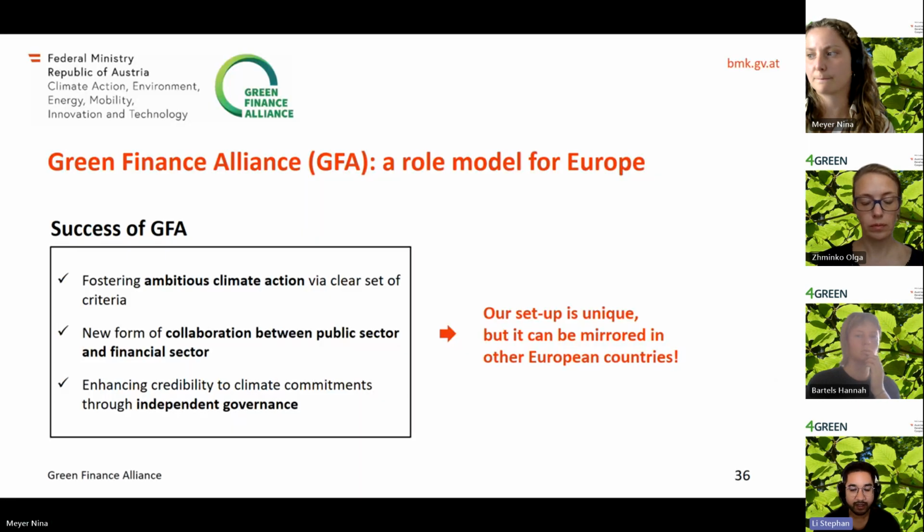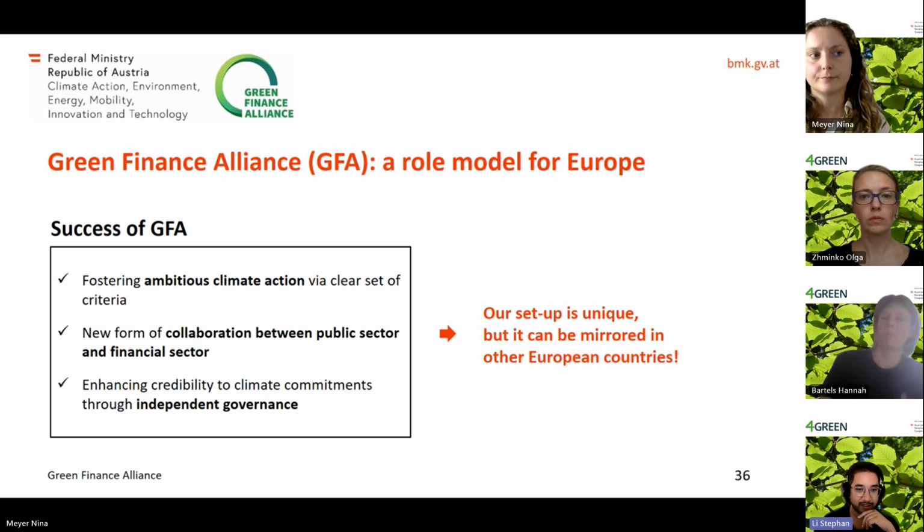We are the only initiative that has this setup of a cooperation between the public sector and the financial sector. And even though it is a success and it is a unique setup, in our view, it is not a complicated one, and it is especially replicable. So I think that in a lot of other economies, this setup and this framework can really be mirrored as well, also in your economies. And I hope that you will take this with you and maybe give it a thought for yourself as well. Thank you.